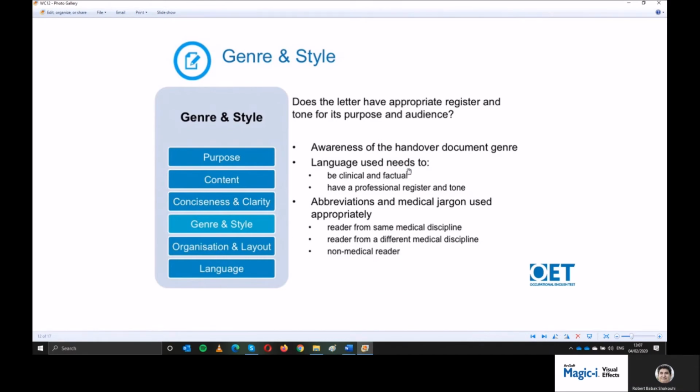Do you have a list of appropriate jargon or medical abbreviations to share with me? I don't have a list, but there are lists. You can search, but I don't have any really. Thank you. I can have a look.